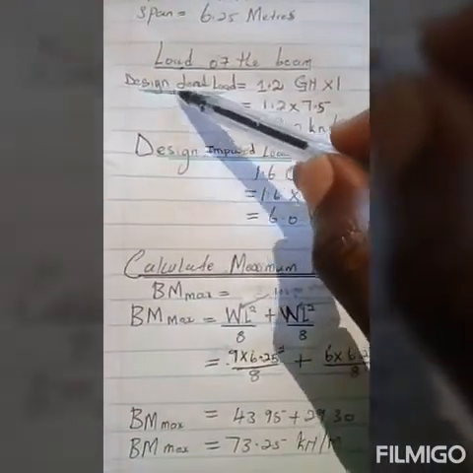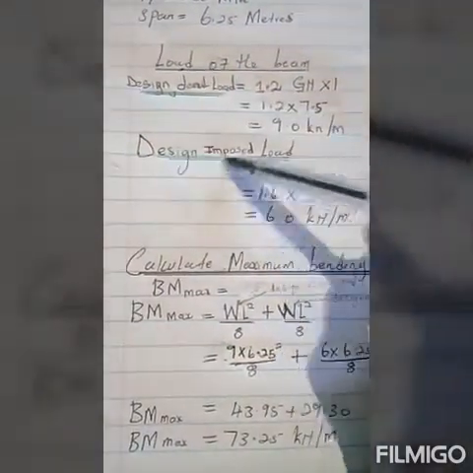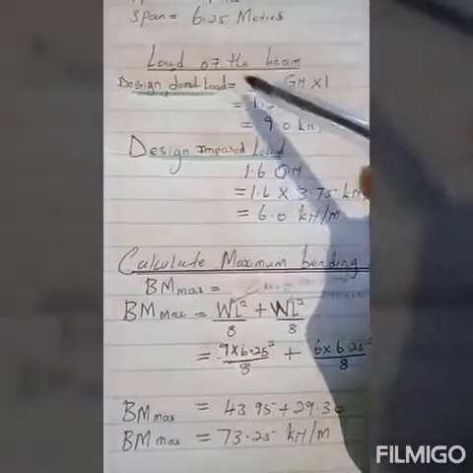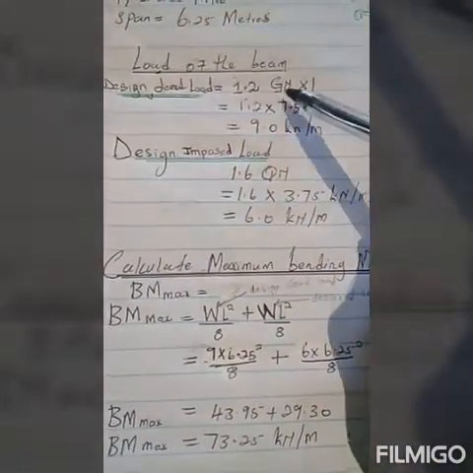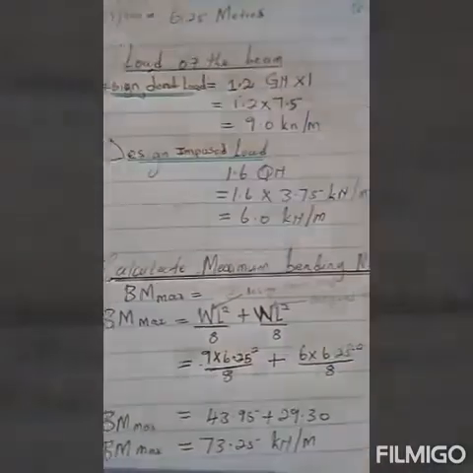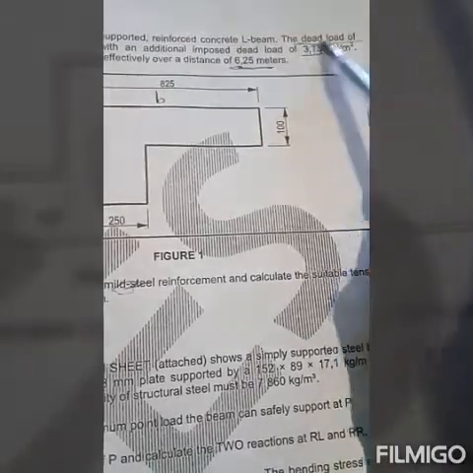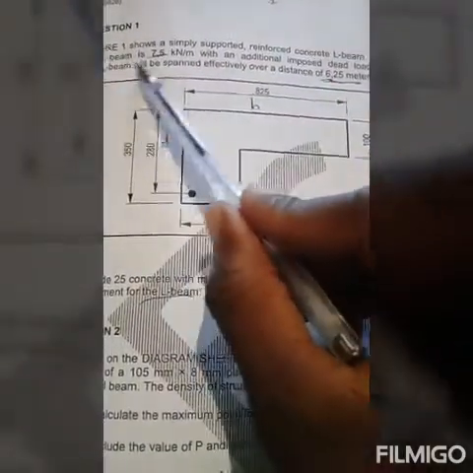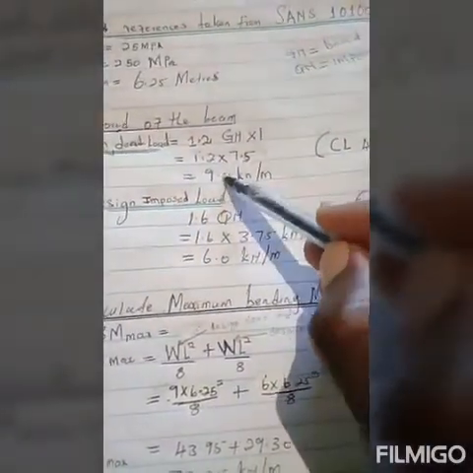Under the load of the beam, we do have the design dead load and the design imposed load. So the formula for design dead load is 1.2 GN. The GN is the dead load. From the given information, the dead load of the beam is 7.5. 1.2 times 7.5 is 9.